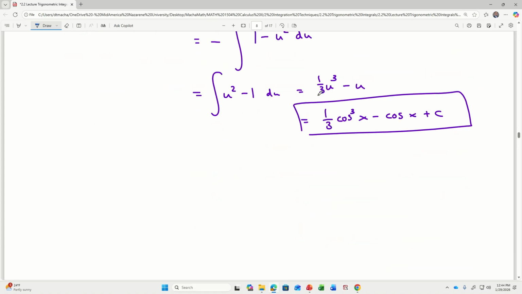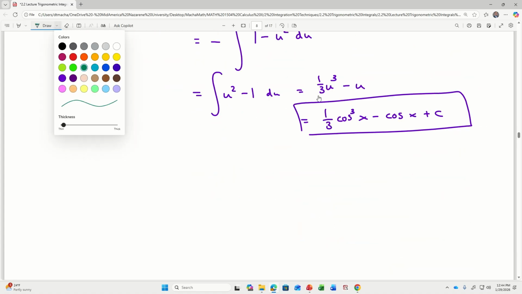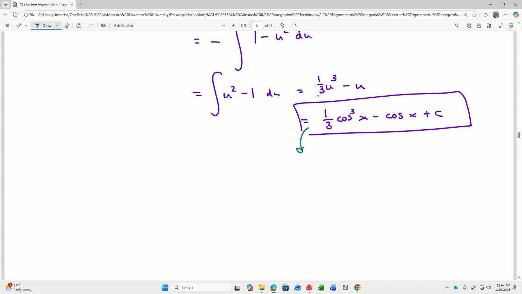So I'm interested in checking my answer. If I want to check my answer, I just take the derivative of my antiderivative. The derivative here would be 3/3 cosine squared x times the derivative of the inside function, which would be negative sine. That's the chain rule: the derivative of cosine is negative sine, so I get something like that.